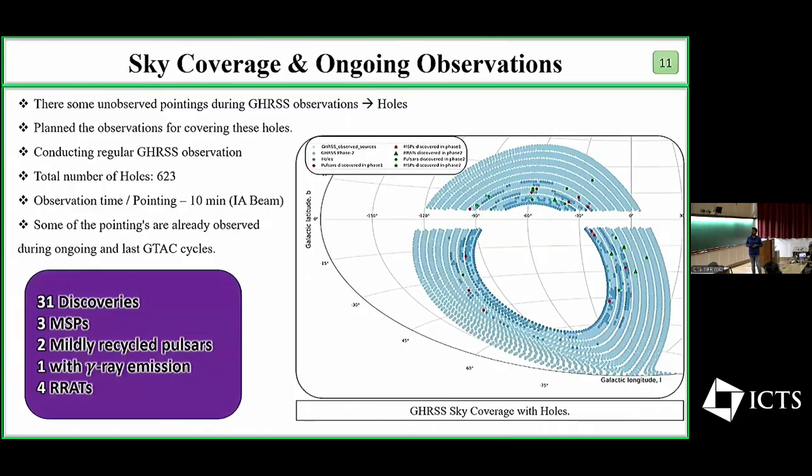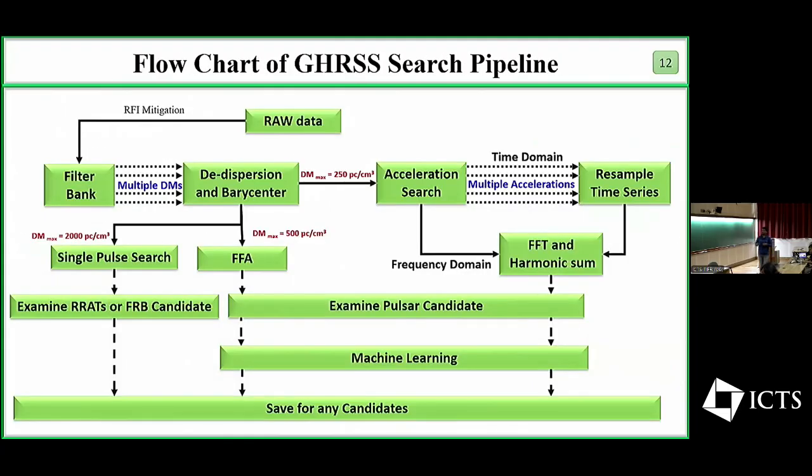So this is the sky coverage of the GHRSS survey, and on the right side, these points show each individual IA beam point to cover the entire area, and the bold points represent the holes. Those remained unscanned during the previous observation. So we are taking new observations for covering these holes, and the points in blue and green color show the discoveries of the GHRSS survey. Typically, we are giving 10 minutes for each scan using IA beam, and ongoing observations are going on to cover the remaining holes.